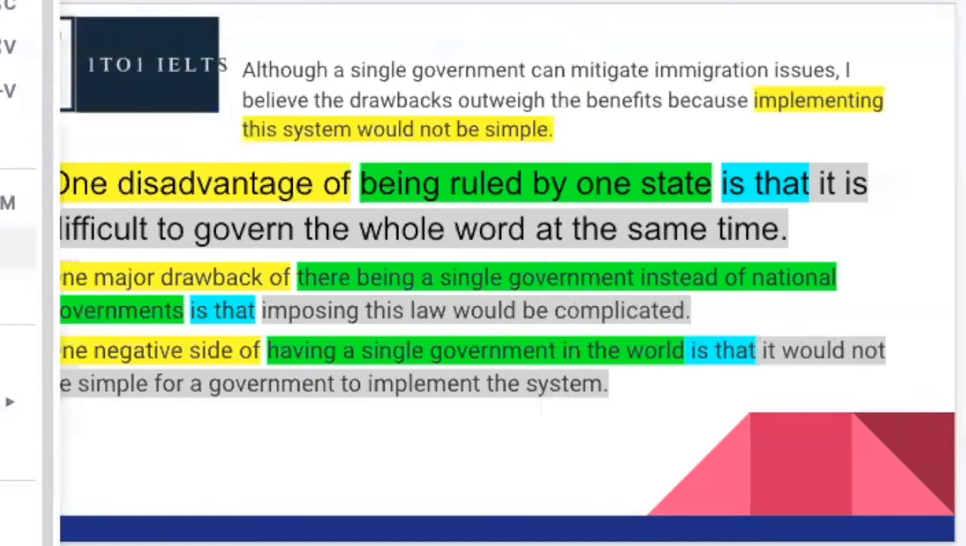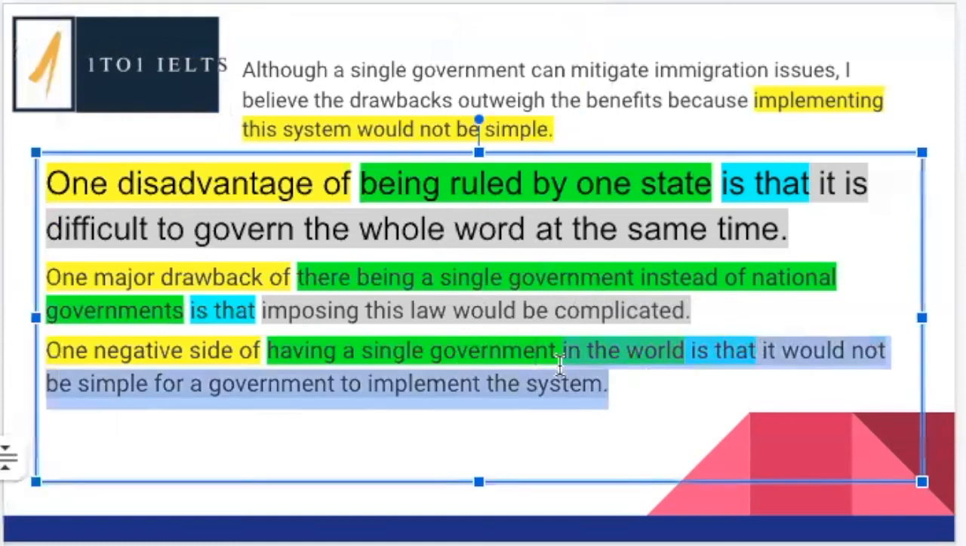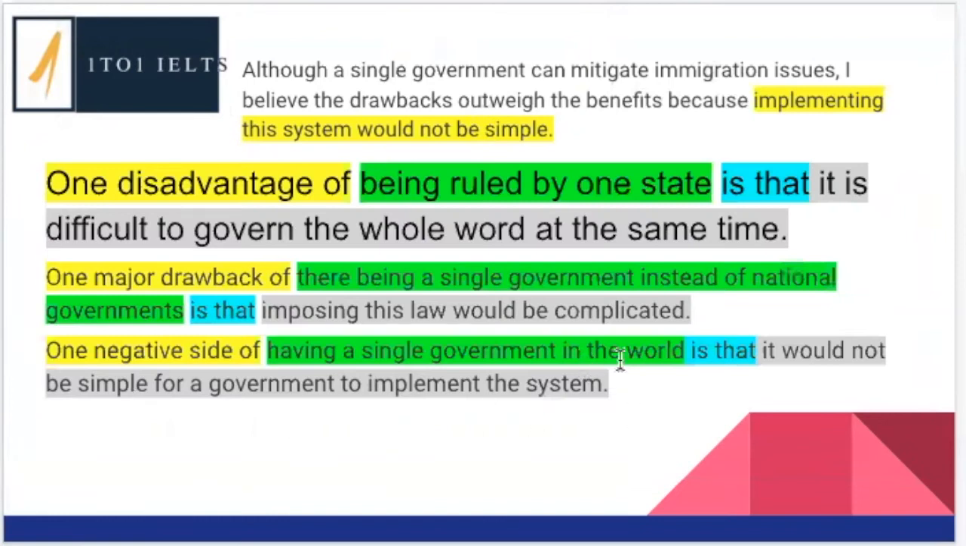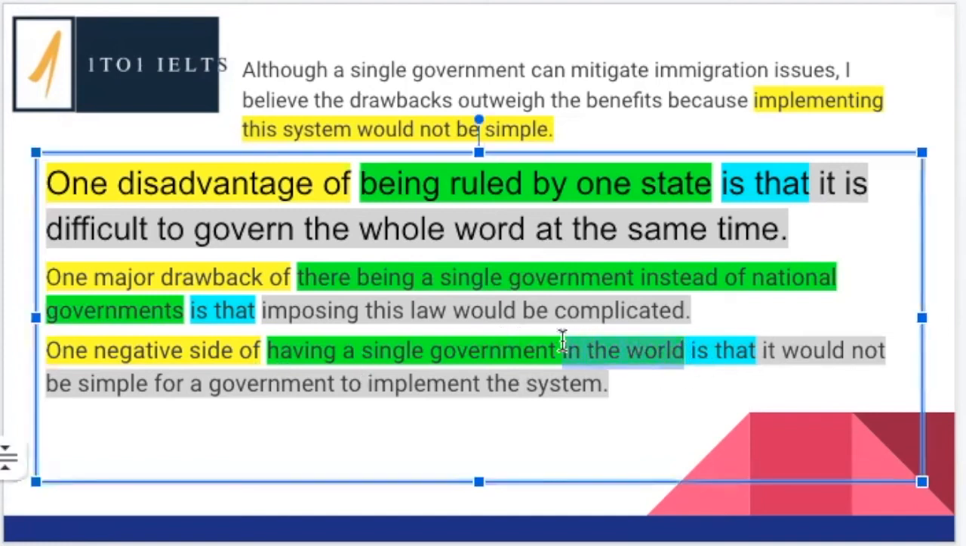Let me just duplicate this. Have some space. Yeah. And as Vanessa says, keep it simple. Exactly. Rio said, can we say in the world globally? Let's go back to the sentence. Yeah, so here you can say one negative side of having a single government in the world. Globally.